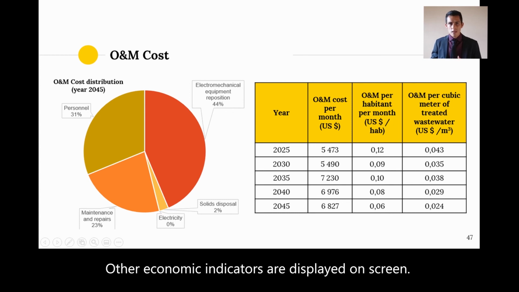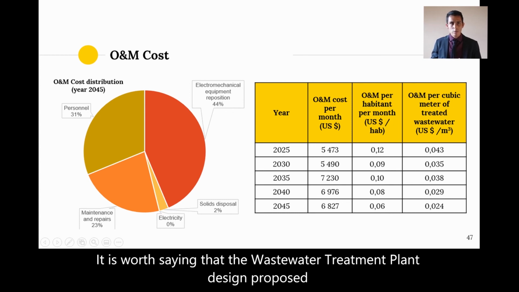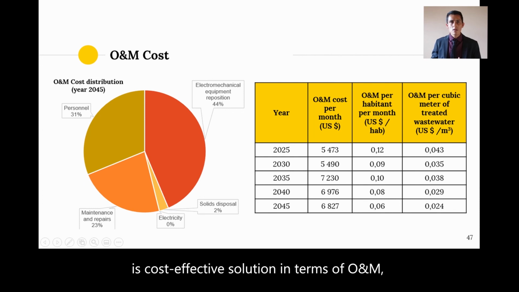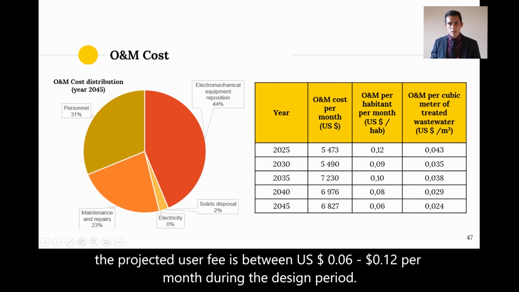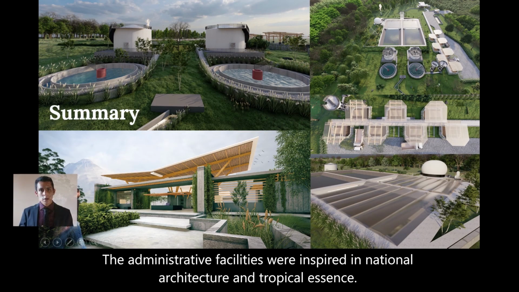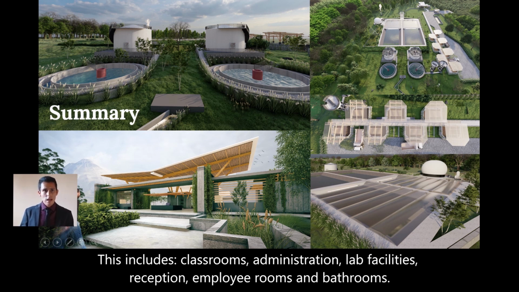It is worth saying that the wastewater treatment plant design proposed is a cost-effective solution in terms of operation and maintenance. The projected user fee is between 6 to 12 cents per month during the design period. The administrative facilities were inspired by national architecture and tropical essence. This includes classrooms, administration, lab facilities, reception, employee rooms, and bathrooms.